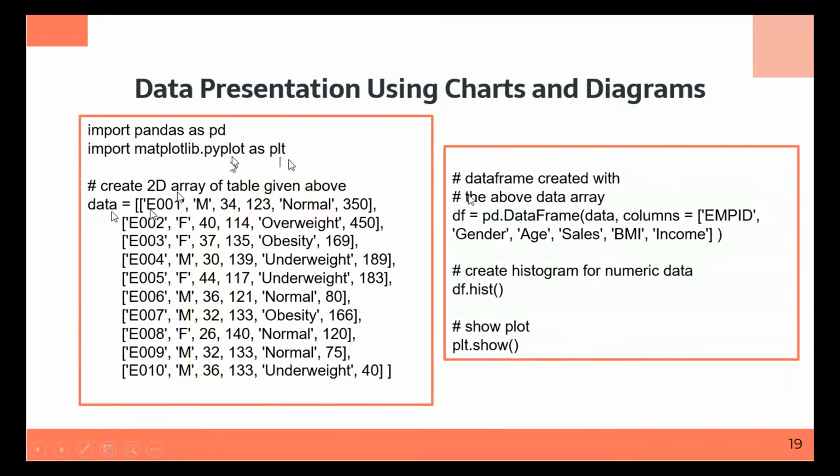Create a 2D array of the table given below. So we have the employee data, having different weights. The two-dimensional matrix. That's it. Having the employee name, employee ID, gender, we have age, I think number of sales, the weight, and I think this is salary. 350 pounds is a weight. Okay. Here we have, I think, income.